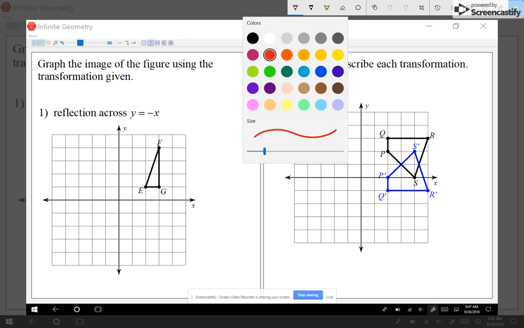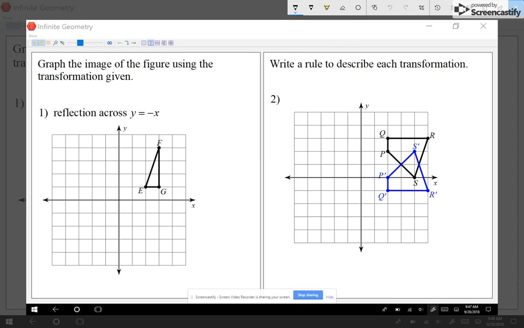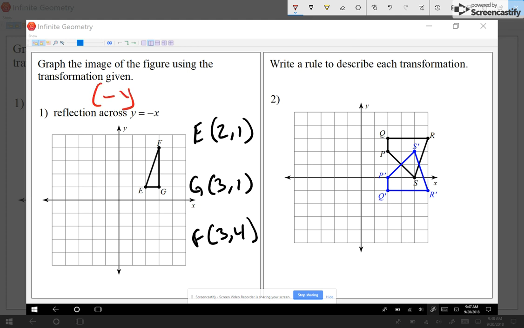So let me get the coordinates as we have them now. Like I said, there are two ways we can do this. The coordinates of E to begin with is 2, 1. The coordinates of G are 3, 1. The coordinates of F are 3, 4. When it says reflection across y equals negative x, it says (x, y) becomes (negative y, negative x). So I have to flip my numbers and switch both signs.